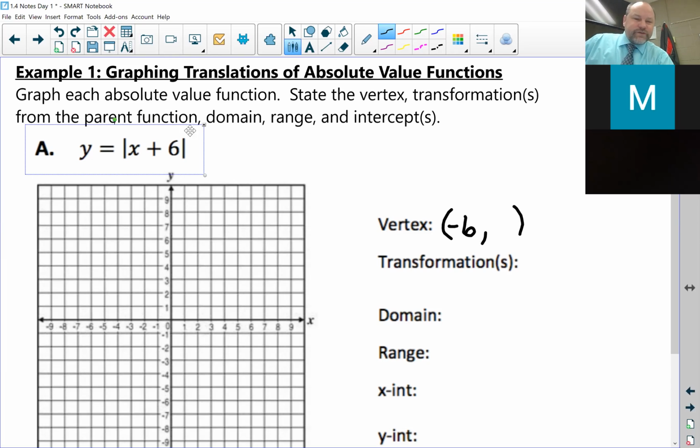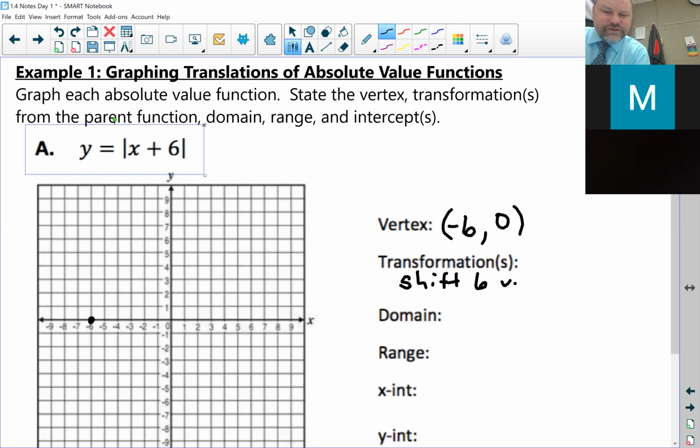And the y coordinate is whatever we're adding outside of the absolute value. In this case, we're not adding anything. So the transformation, instead of starting at 0, 0, we start at -6, 0. So we moved 6 units to the left. And we're going to call it a shift. Shift 6 units left.